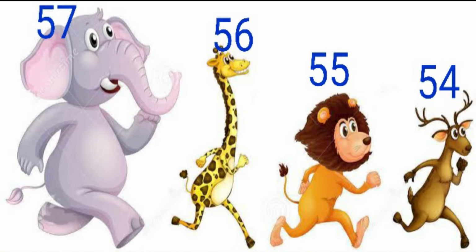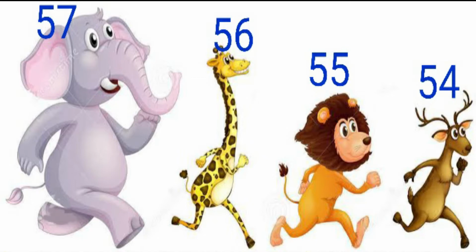And which animal is there in between deer and giraffe? Lion. So the number between 54 and 56 is 55. And which animal is there in between lion and elephant? Giraffe. So the number between 55 and 57 is 56. Understood, children? How to write after, before and between numbers?